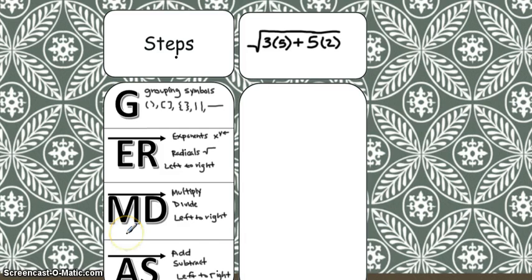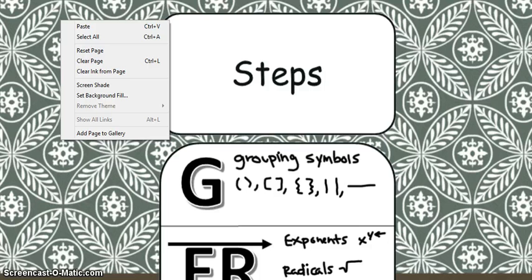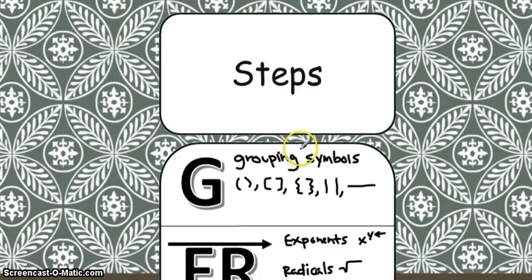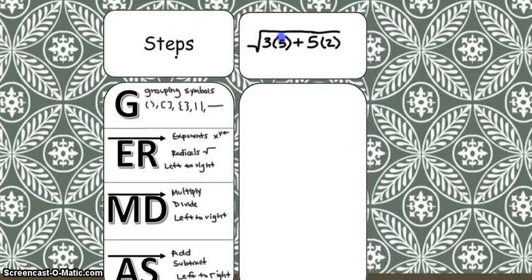Okay, so GERMDAS, G is grouping symbols. Here we have parentheses, but remember that these grouping symbols, these parentheses, just mean multiplication. So we don't actually have to treat them like grouping symbols here. Alright, we don't have any exponents. We do have a radical, but the radical goes over the entire thing, so we have to figure out the inside first before we can do the radical.